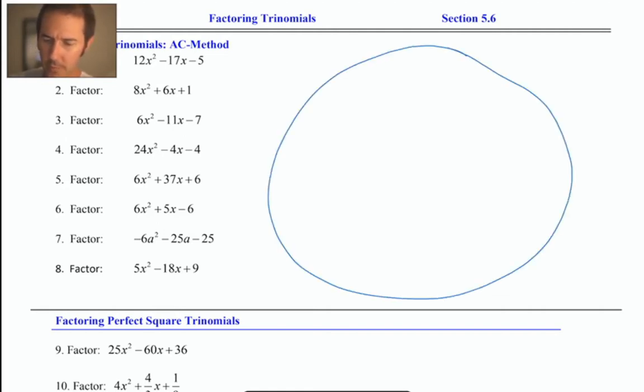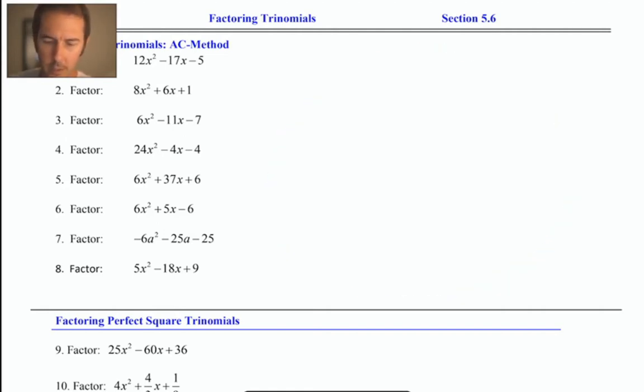I'm just going to use this space a couple of times. So first I'm going to write out my original problem, 12x squared minus 17x minus 5.